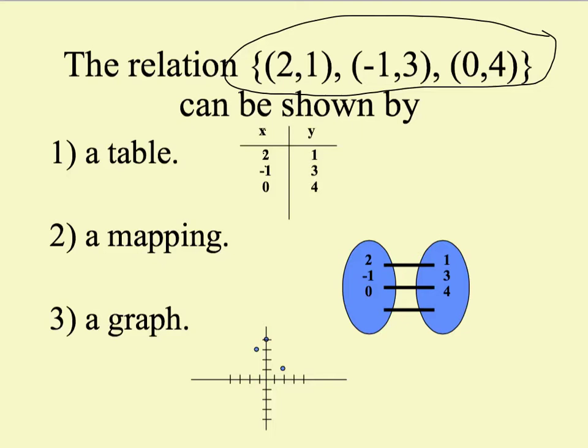You can also write it using mapping. Here would be the x and here would be the y. Here I have my domain and it's going out to the range: 2 to 1, 0 to 3, I'm sorry, -1 to 3, and this one should be up a little bit, 0 to 4. And then the last way is to graph all three points.